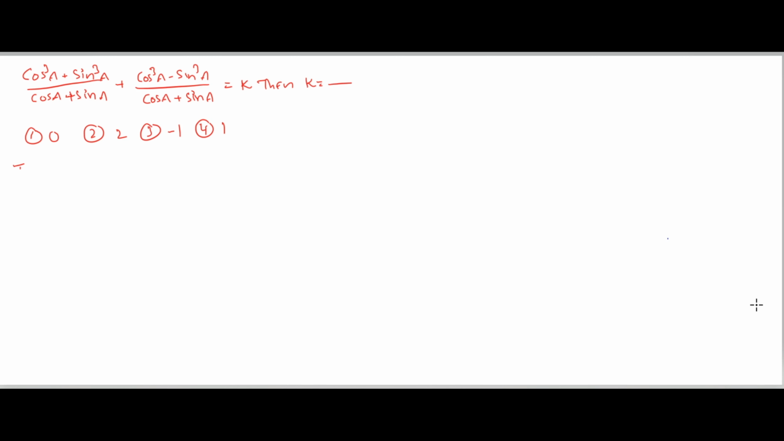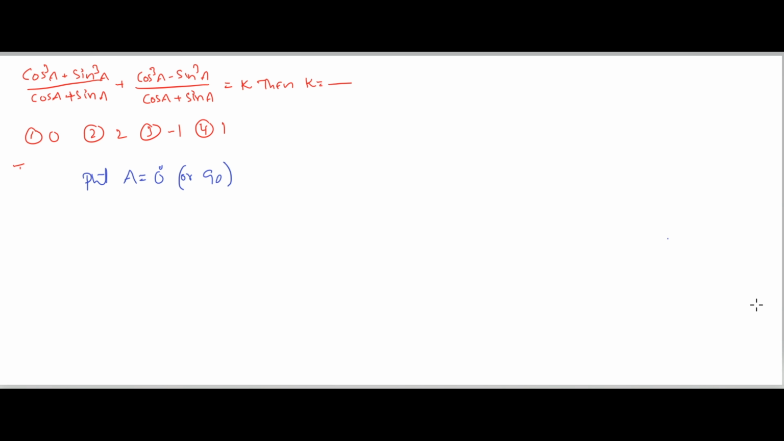(cos³A + sin³A)/(cos A + sin A) + (cos³A − sin³A)/(cos A − sin A) = k. Then the value of k is dash. Put capital A equal to 0 degrees or 90 degrees.